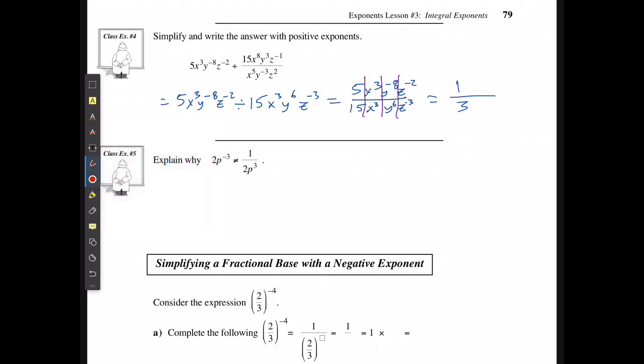The x's cancel each other out. If I have negative 8 minus 6, then that is the same as negative 14, or positive 14 y's in the denominator. And if I have negative 2 minus negative 3, that's the same as positive 1 z in the numerator. And this coefficient of 1 in the numerator is redundant. And there's my answer.